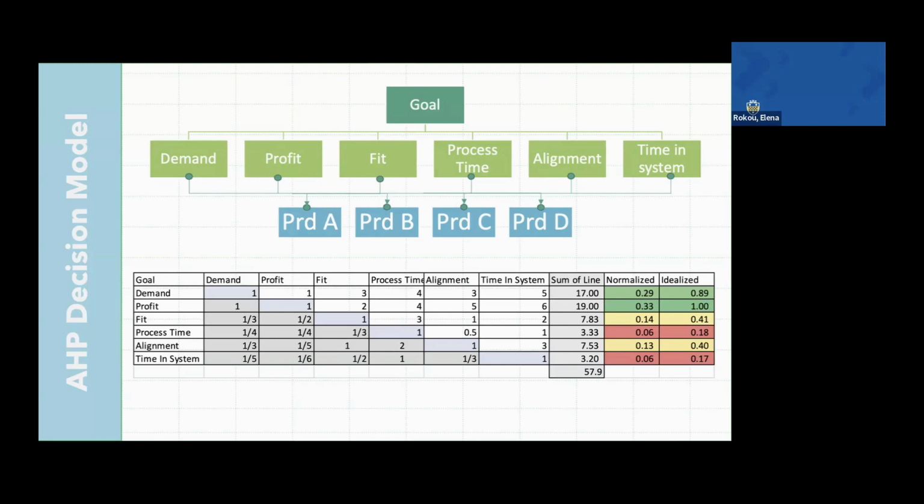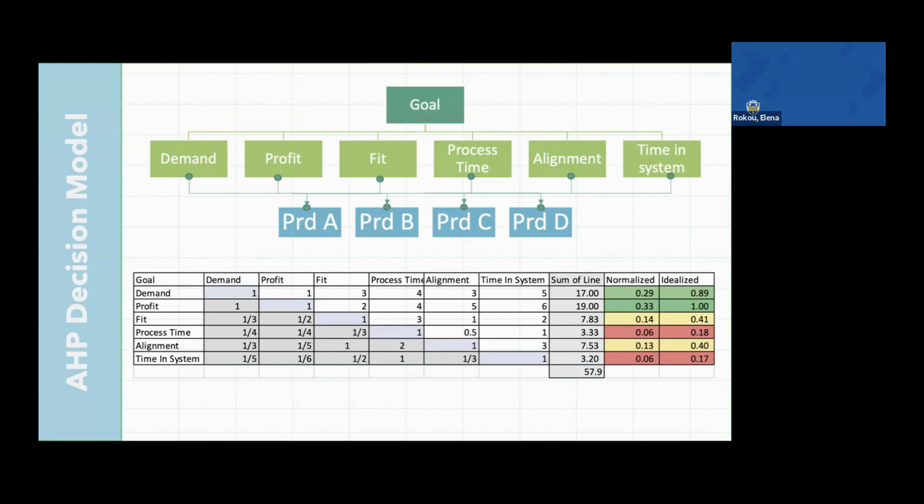Pairwise comparisons, that's what you see. How did I get these numbers? I put my stakeholders in a room and led them through questions to find out whether they prefer demand, or find demand more important versus profit. Obviously, they said the same. Demand is more important because it leads to profit and we like profit.